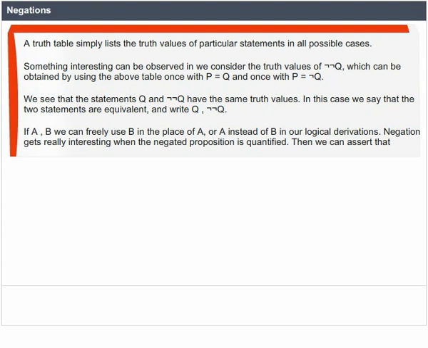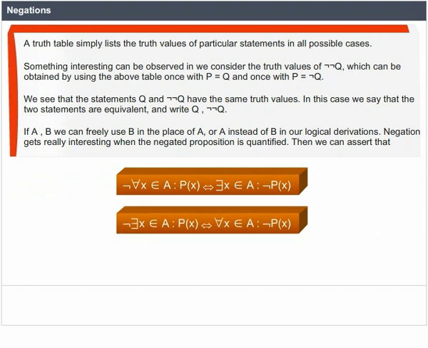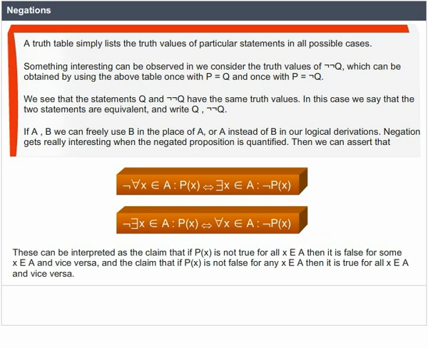In our logical derivations, negation gets really interesting when the negated proposition is quantified. Then we can assert that not for every x belongs to A, P of x, if and only if there exists x belongs to A, not P of x. And not there exists x belongs to A, P of x, if and only if for every x belongs to A, not P of x. These can be interpreted as the claim that if P of x is not true for all x belongs to A, then it is false for some x belongs to A and vice versa, and the claim that if P of x is not true for any x belongs to A, then it is false for all x belongs to A and vice versa.